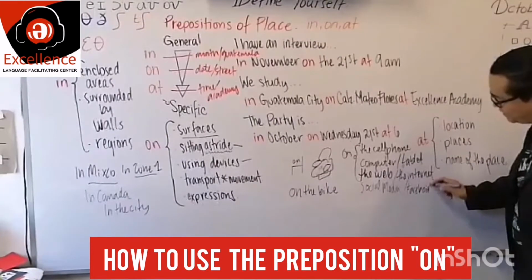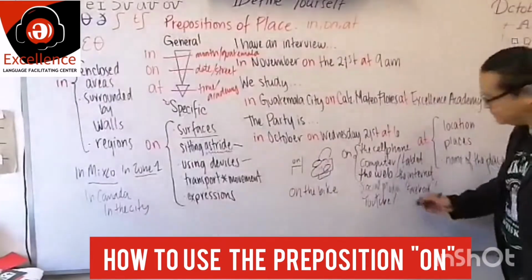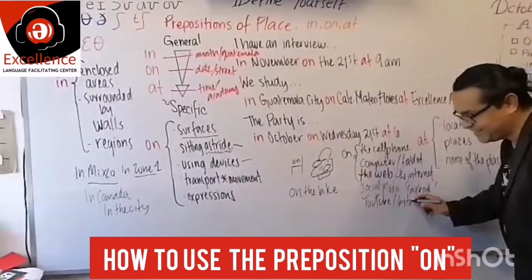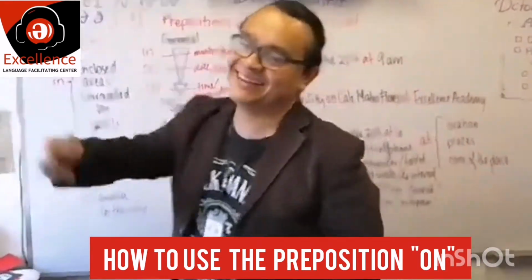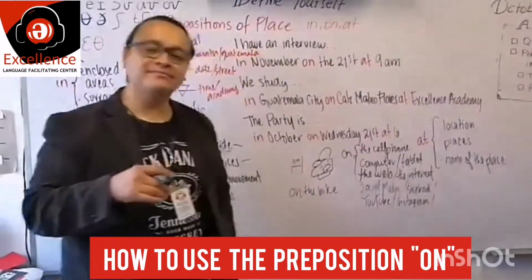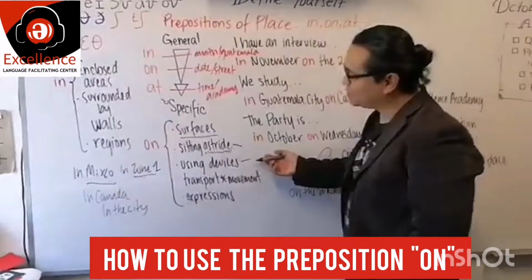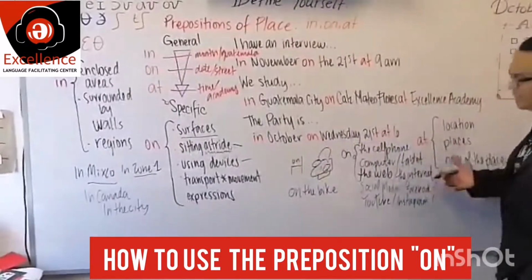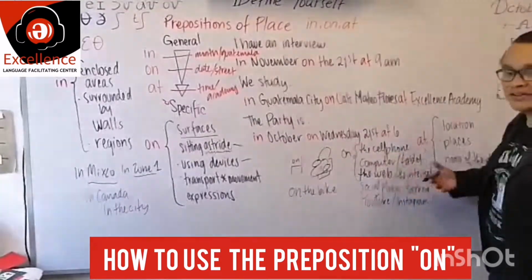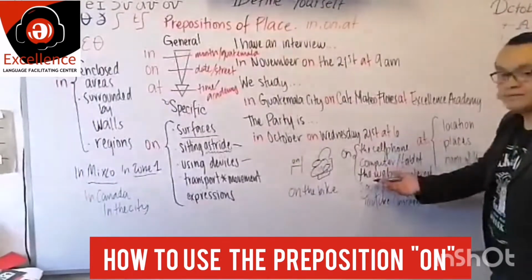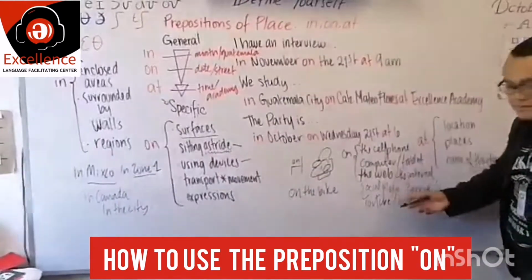On YouTube. What else? On Instagram. On Tinder. Tinder is when you can match with other people, to meet people. Okay, great. So when we're using devices, or when we're talking about social media and the internet, we're going to say: on the cell phone, on the computer, on the tablet, on the web, on the internet, on social media, on Facebook, on YouTube, on Instagram.